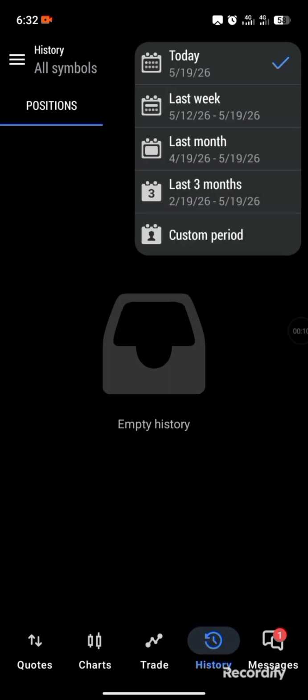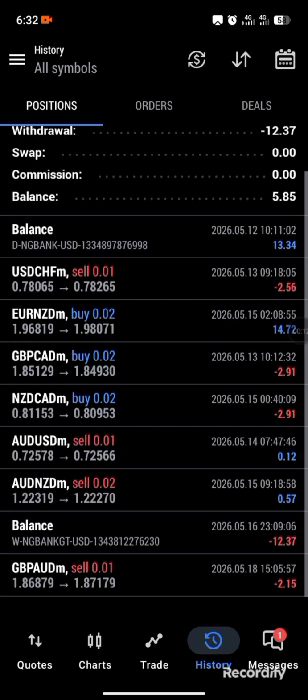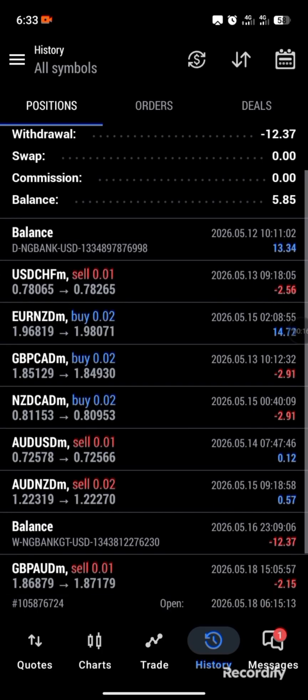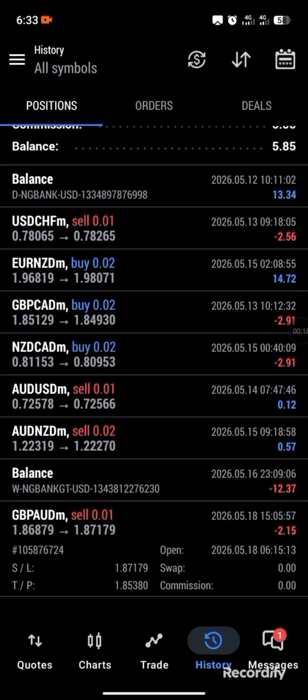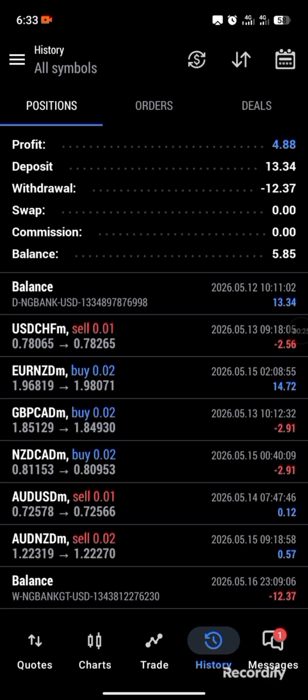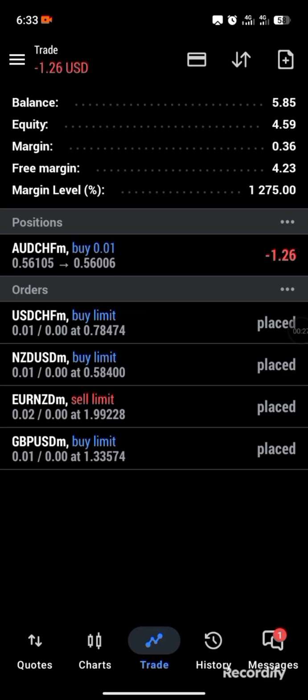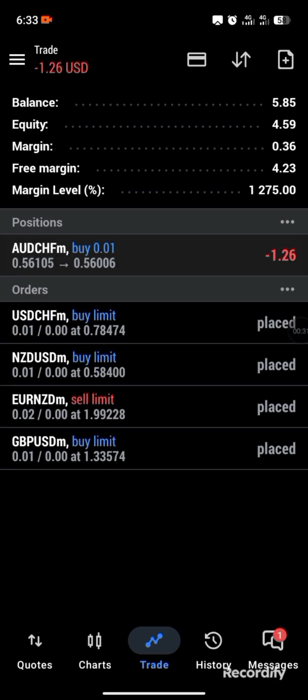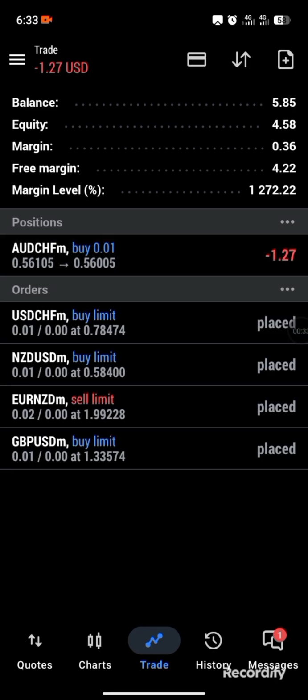Welcome back to my documentation on my $7 account. Yesterday I had a loss, which is this particular trade. This particular GBP AUD losing $2.15. So I was on 2 trades yesterday. So this one, AUD CHF, is currently running against my entry.